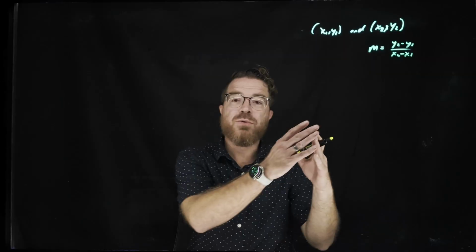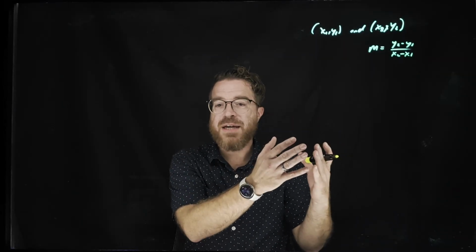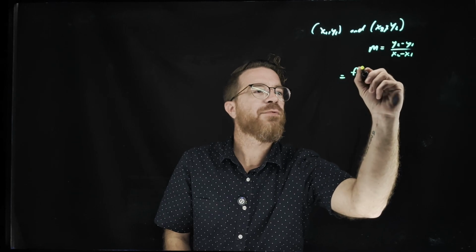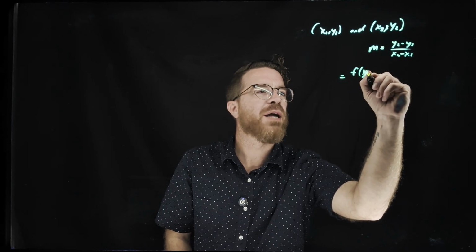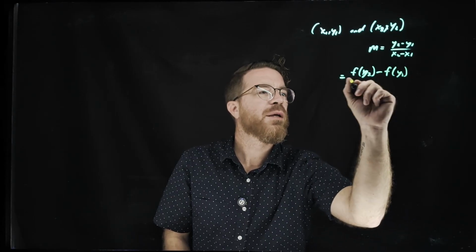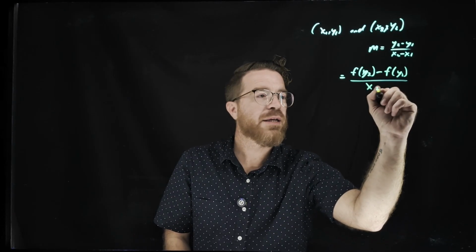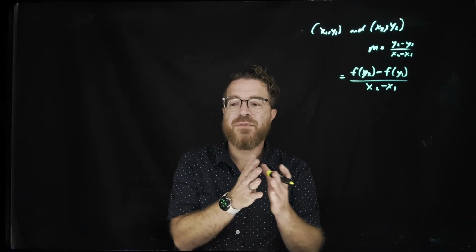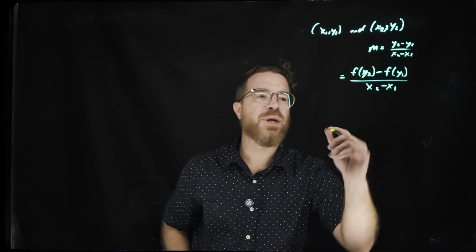Now, if we were to change our y's into f of x to represent their function, then this would become f of y2 minus f of y1 divided by x2 minus x1. Now let's actually look at the slope of a tangent line to some point A.